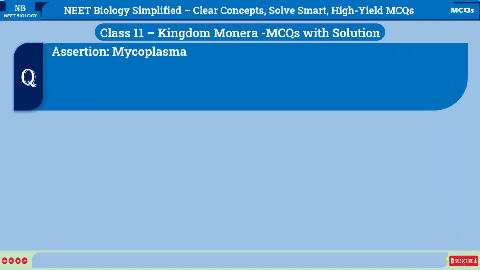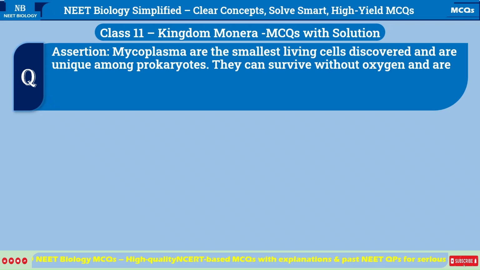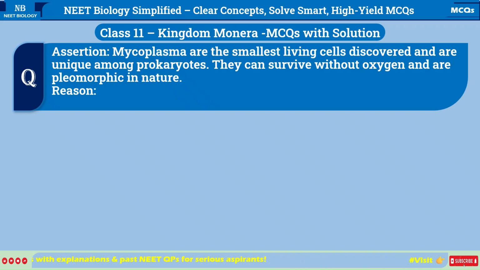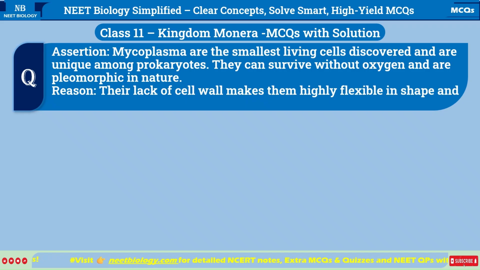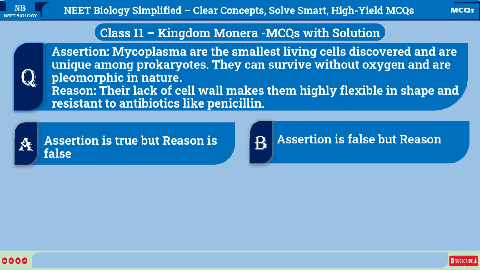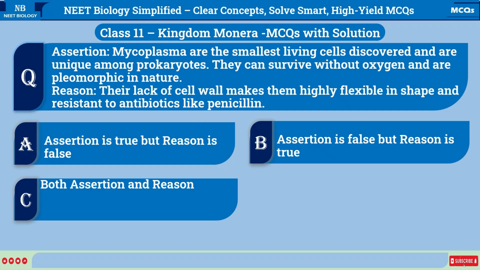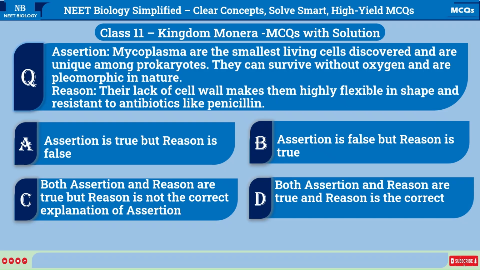Assertion. Mycoplasma are the smallest living cells discovered and are unique among prokaryotes. They can survive without oxygen and are pleomorphic in nature. Reason. Their lack of cell wall makes them highly flexible in shape and resistant to antibiotics like penicillin. A. Assertion is true but reason is false. B. Assertion is false but reason is true. C. Both assertion and reason are true but reason is not the correct explanation of assertion. D. Both assertion and reason are true and reason is the correct explanation of assertion.